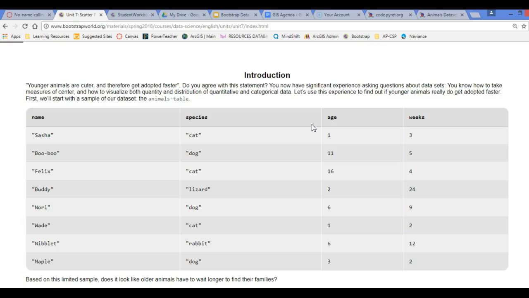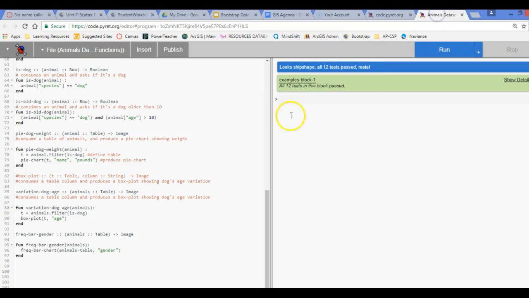So what columns are we concerned with? We're concerned with weeks, and we're concerned with age, right? So we want to go back to our data set and take a look. So we can look at a few things. We can look at the median of our table. And if we want to look at weeks, what's the median weeks or the middle weeks it takes for an animal to get adopted? So it's 4. And then we can also look at age, and that's 3. But really, what is that telling us? We're not really sure, right?